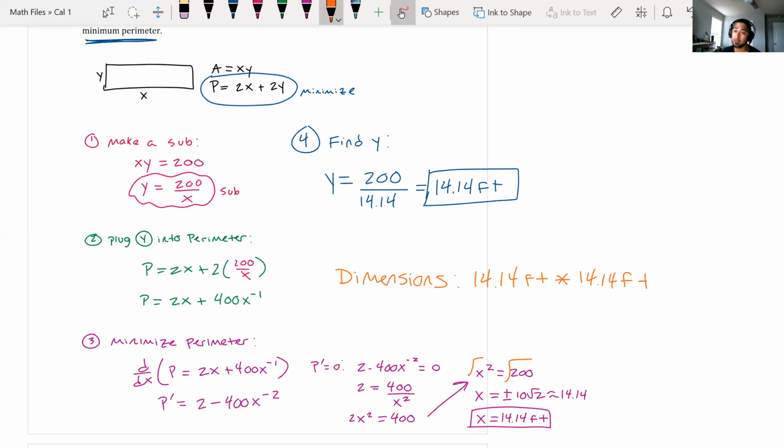Okay. So again, optimization: get the formula, put it all in terms of one variable, then maximize it or minimize it, set it equal to 0, solve for x, and plug it in where we need it. So any questions on that process?